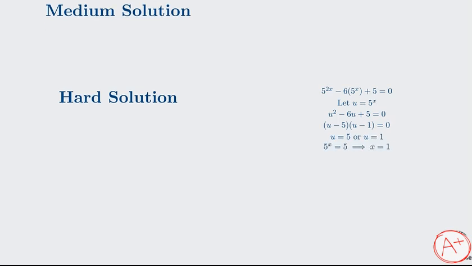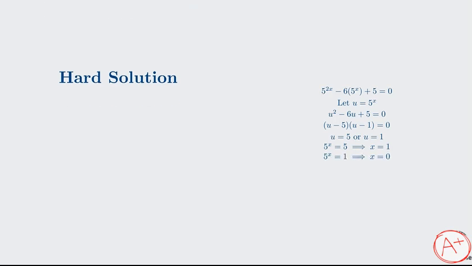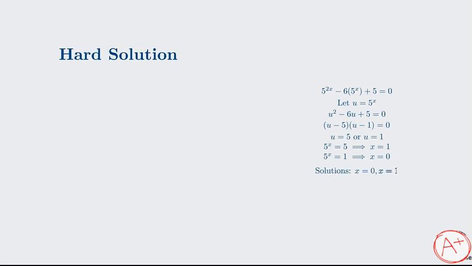If 5 to the x equals 5, then x must be 1. If 5 to the x equals 1, then x must be 0. Both solutions are valid as they result in positive arguments for any potential logs.